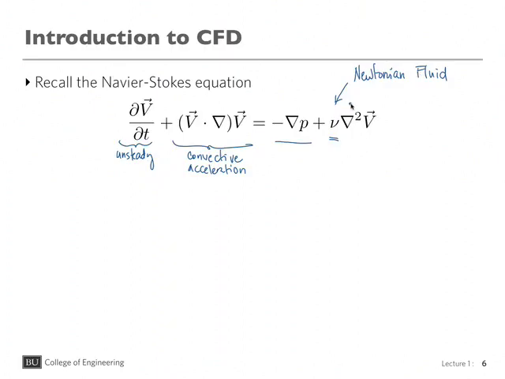So in the Navier-Stokes equation, we have made the assumption of Newtonian fluids. We've also made the assumption that the density is a constant.